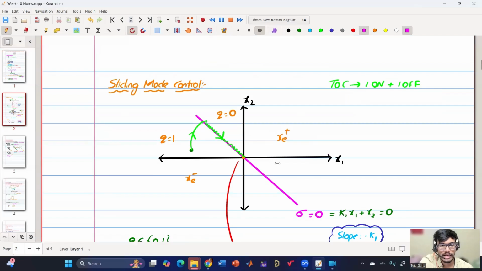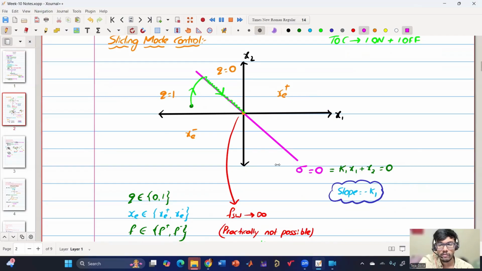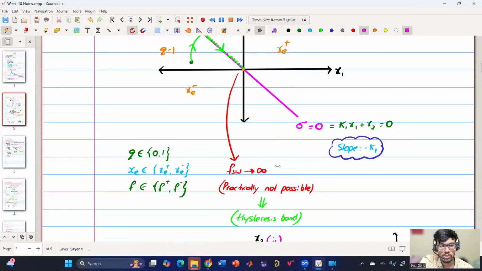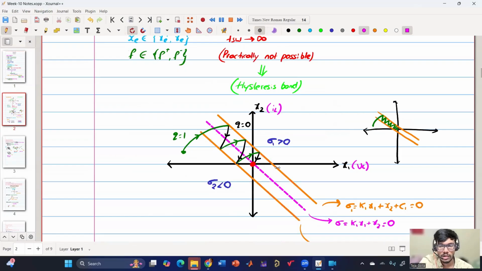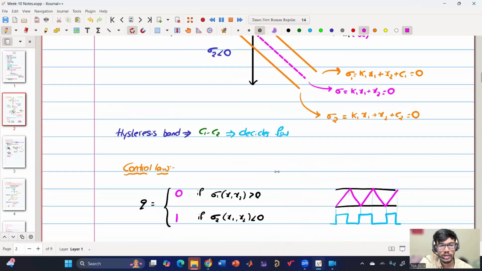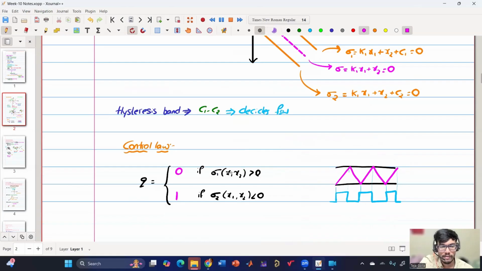We started with sliding mode control, where there is a switching surface, and we considered a second order system and how the trajectory moves across the sliding surface. We have seen that it will have infinite switching frequency, which is practically not possible. So we have to consider a practical implementation with a finite switching frequency. We considered a hysteresis band and saw how the trajectory moves. According to the controller, when it comes below sigma 2, it is turning on. If it is going above sigma 1, then it is turning off.